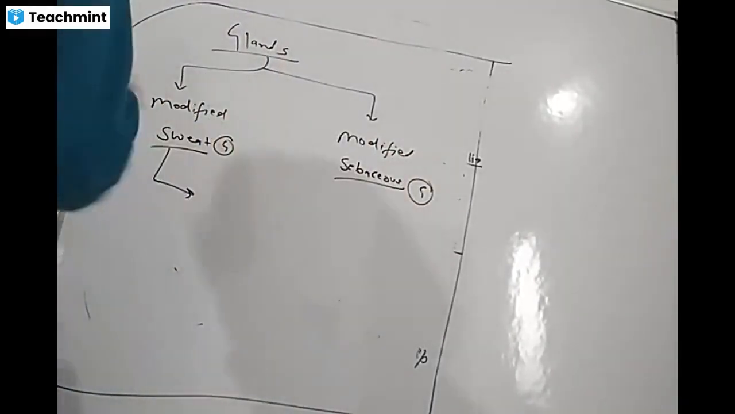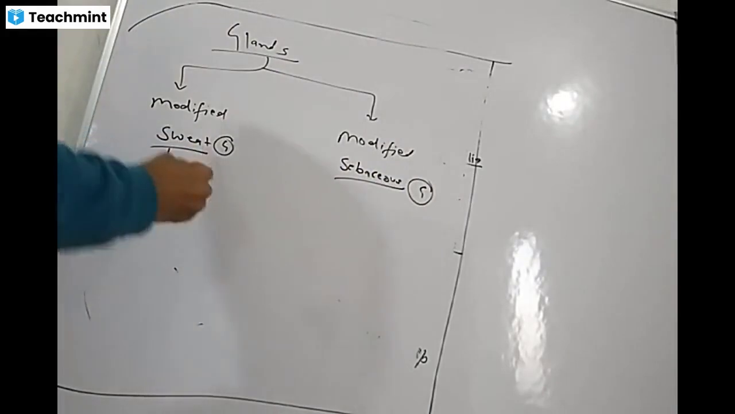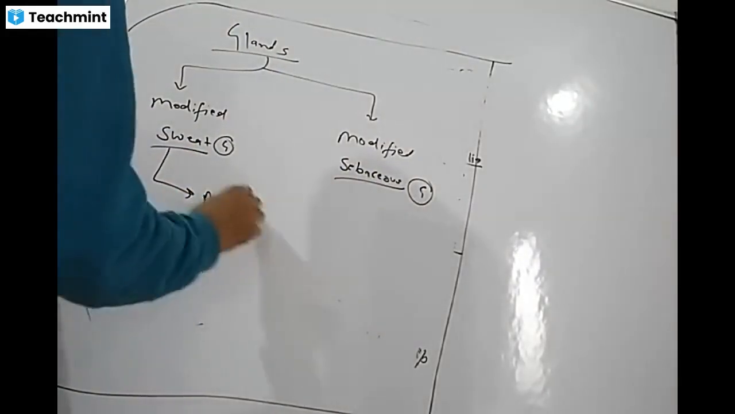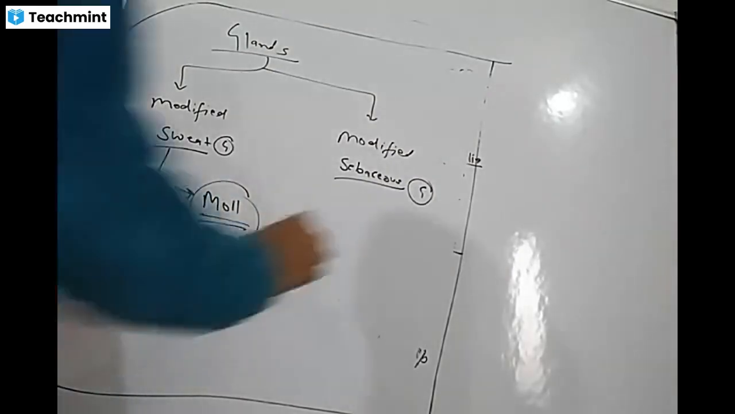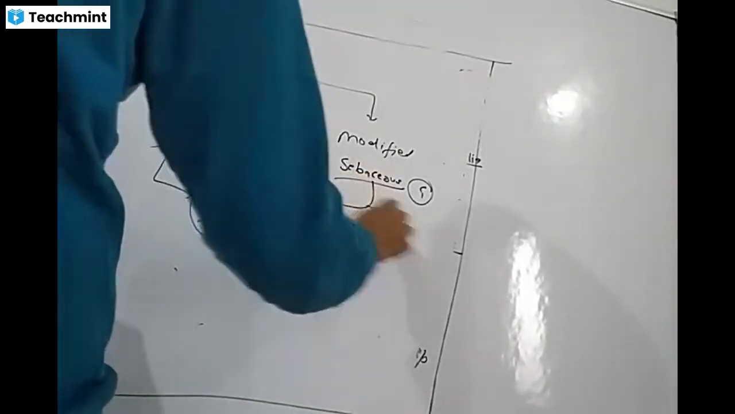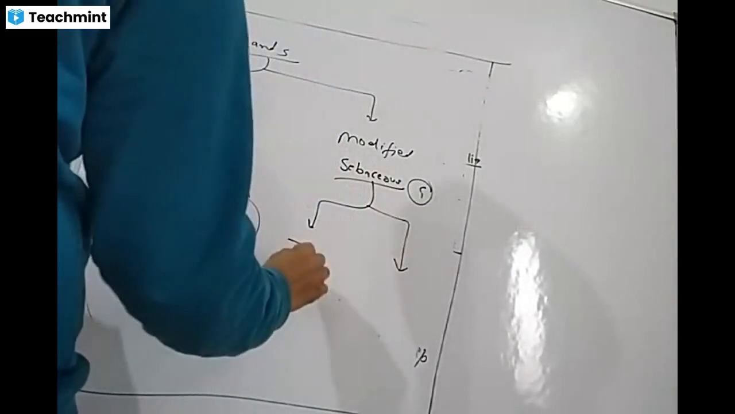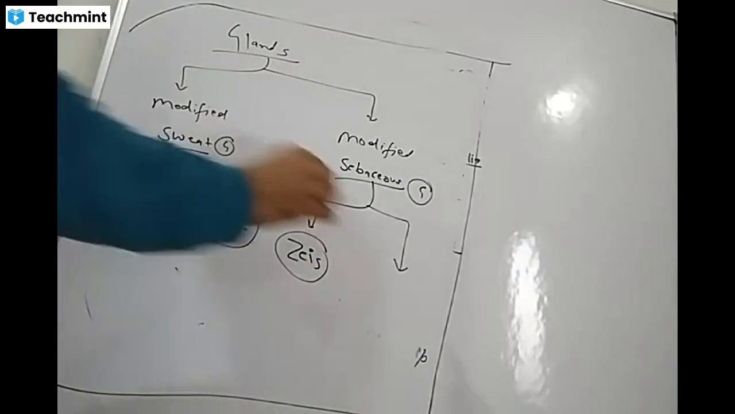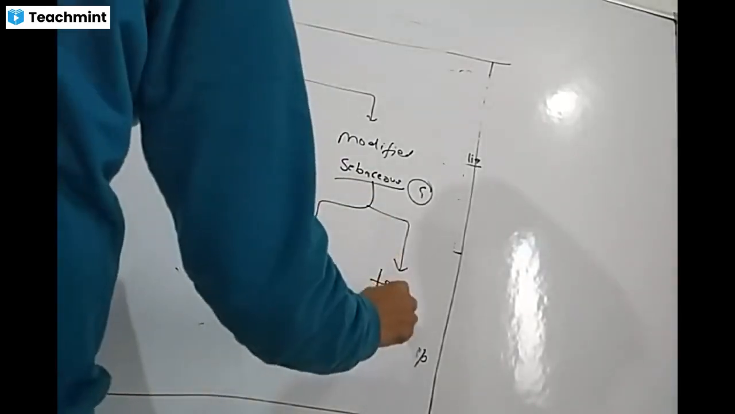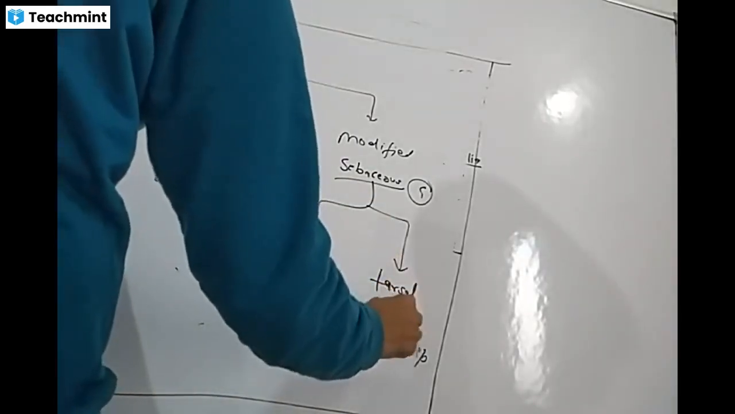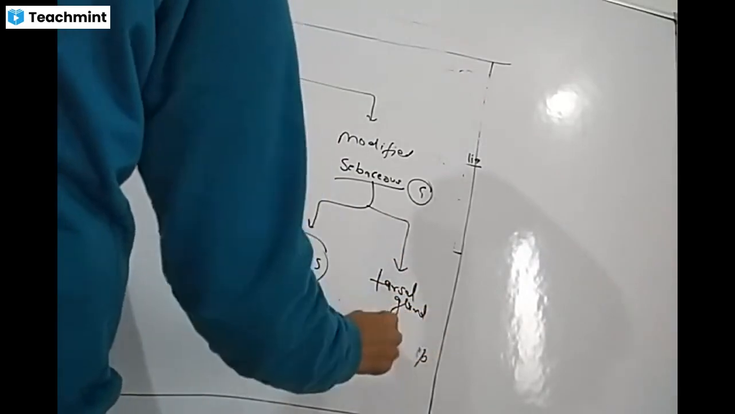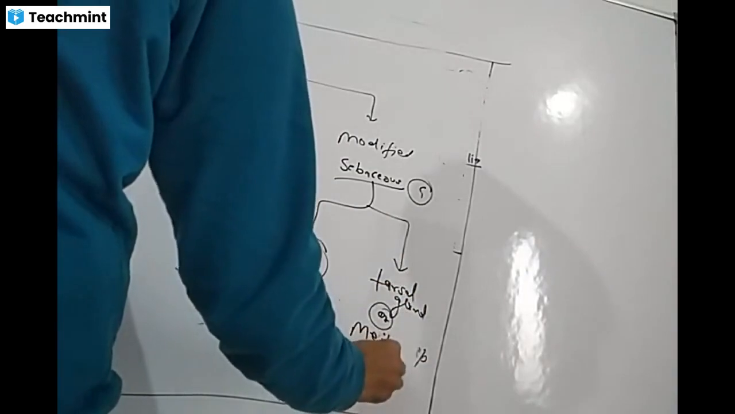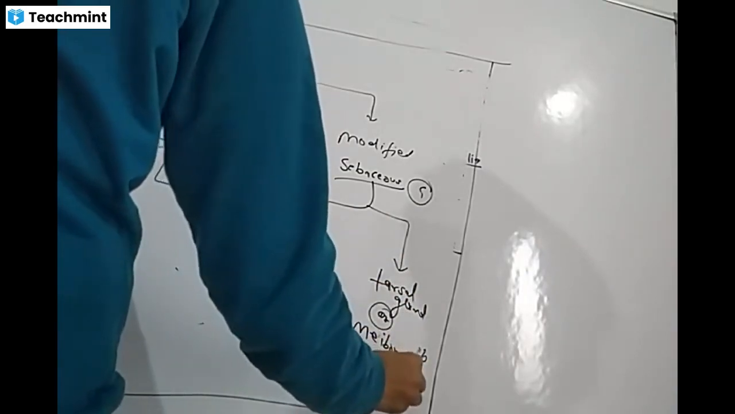Examples in your eyelid which are modified sweat glands are the glands of Moll. The two modified sebaceous glands are the glands of Zeis, and the tarsal gland, because it is present in the tarsal plate. Another name is the meibomian gland.